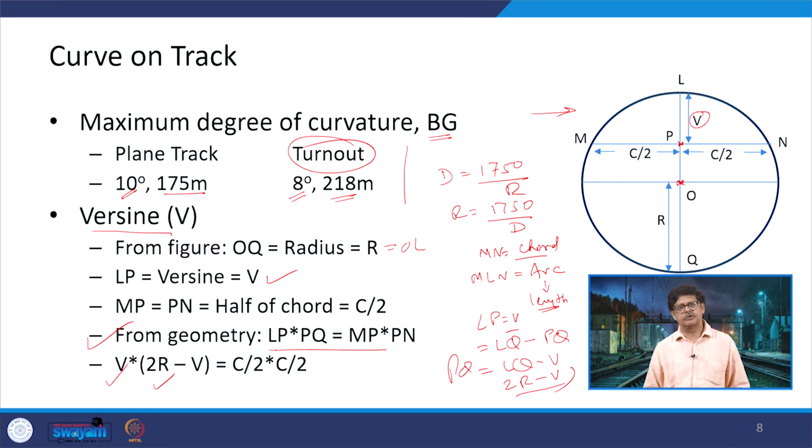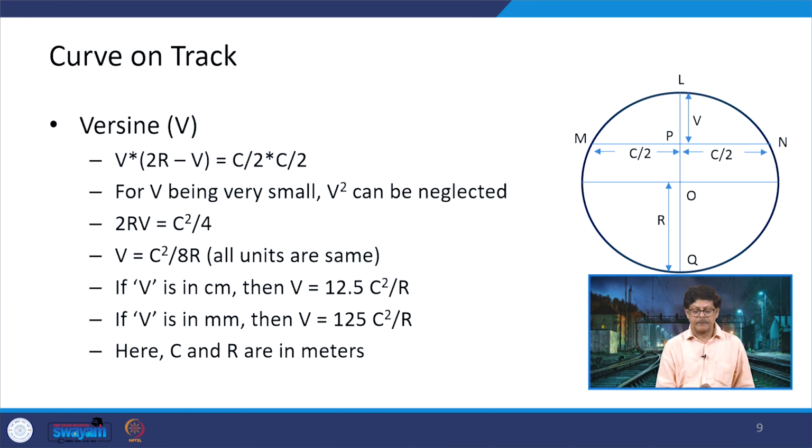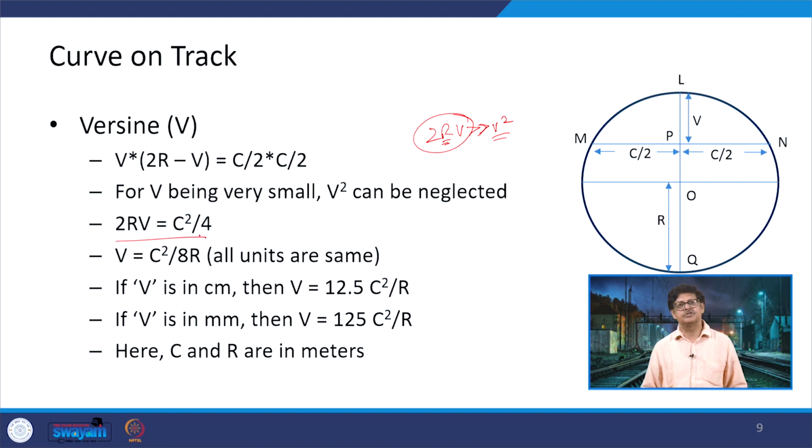So, it means the length of the chord is C. So, it will be C by 2 into C by 2. So, considering this, what we get is V into 2R minus V is equal to C by 2 into C by 2, or C square by 4. Now, when we take this value of 2R into V, or V square, because of this radius, this value is becoming very big as compared to V square. So, that means this V square can be neglected, and if we neglect this V square, what we get is 2RV is equals to C square divided by 4.